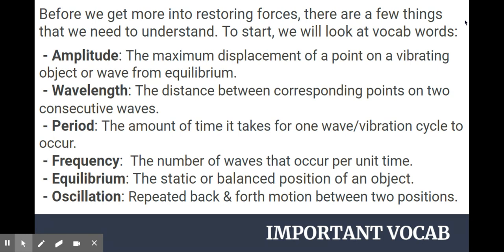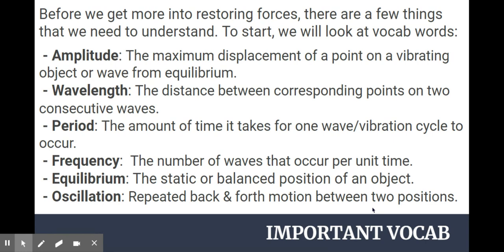The period is the amount of time it takes for one cycle, the amount of time it takes for one wavelength to occur. Frequency is going to be the number of waves that occur per unit time. Typically, we look at every second, but we could change that if we wanted to. It's just the number of waves per unit time. Equilibrium, we already talked about. And then oscillation is just going to be a repeated motion going back and forth between two positions. And the center of that oscillation tends to be our equilibrium.